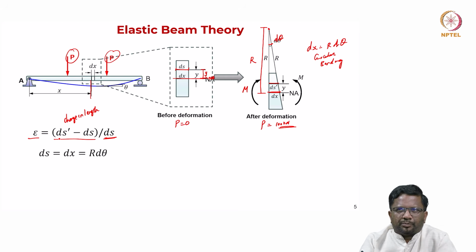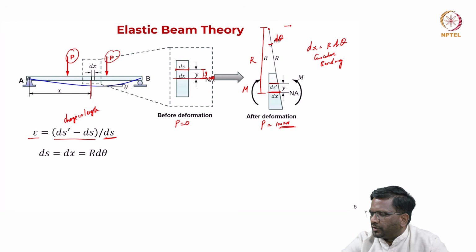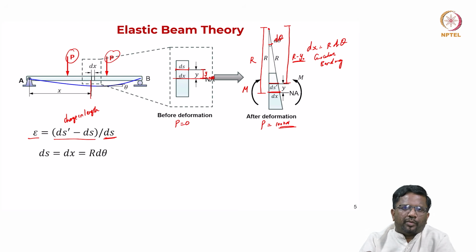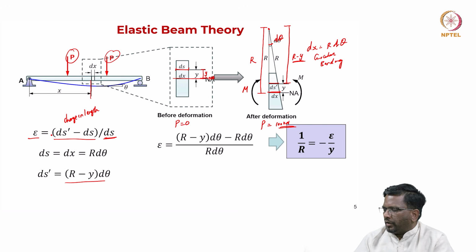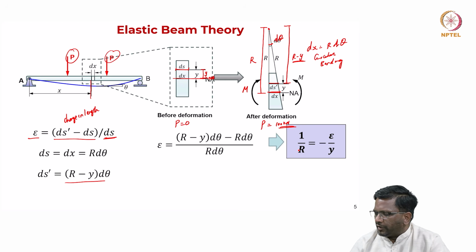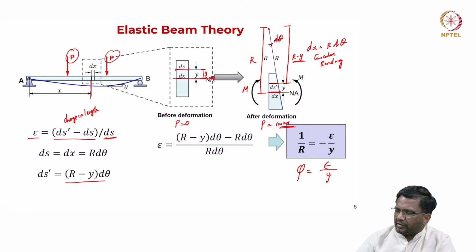Now, I want to calculate ds prime. You know that this distance is going to be r minus y. Similarly, ds prime can be written as r minus y into d theta. So, you got these two values. Now, put them in this basic equation for strain, then you can find a relationship between strain and the radius of curvature, where r is nothing but your radius of curvature, and curvature is nothing but the inverse of the radius of curvature. So, you can find that curvature is nothing but strain divided by y, the distance of the fiber.